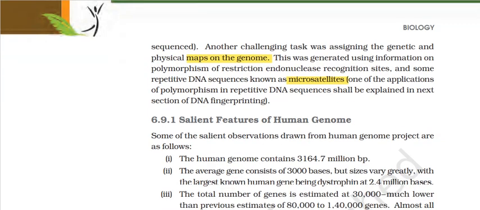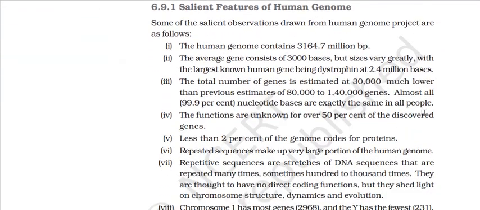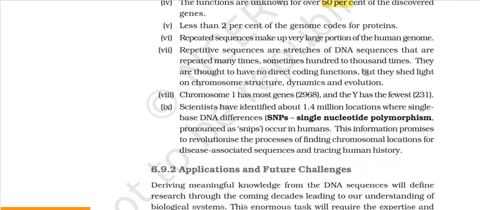Fine. Salient features of human genome. The human genome contains 3164.7 million base pairs. वही 3 billion होता है around. The average gene consists of 3000 bases, but sizes vary greatly, with the largest known human gene being dystrophin at 2.4 million bases. The largest known human gene is dystrophin और उसके 2.4 million bases हैं. The total number of genes is estimated to be 30,000, much lower than previous estimates. ठीक. The functions are known for over 50% of the discovered genes. हमें पता है almost. Less than 2% of the genome codes for proteins.